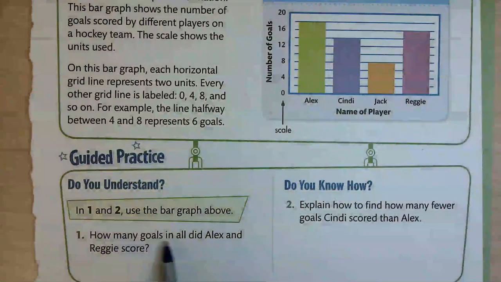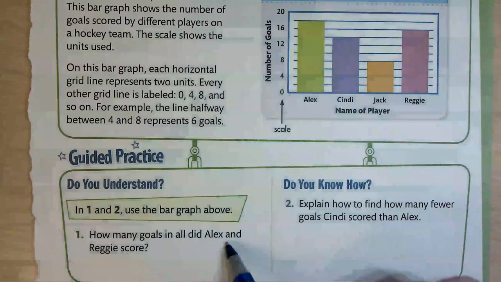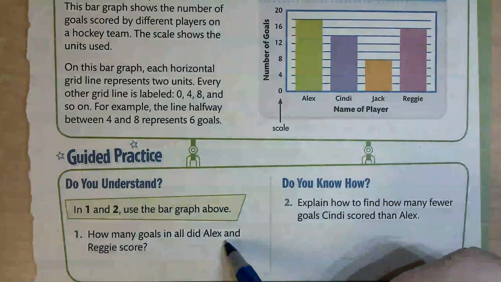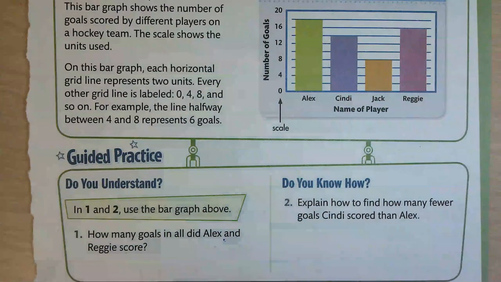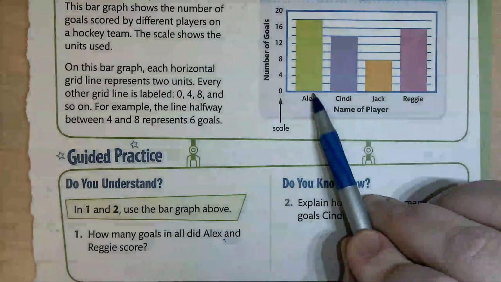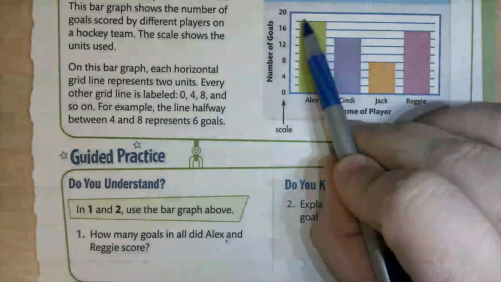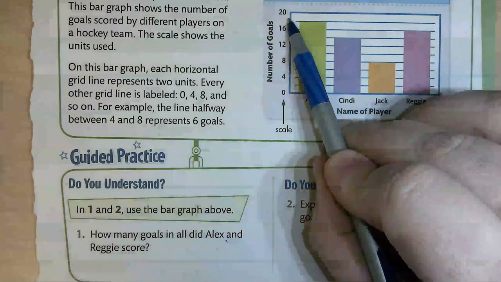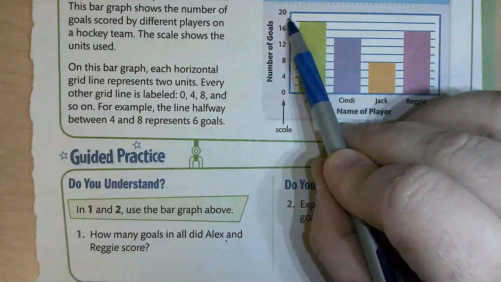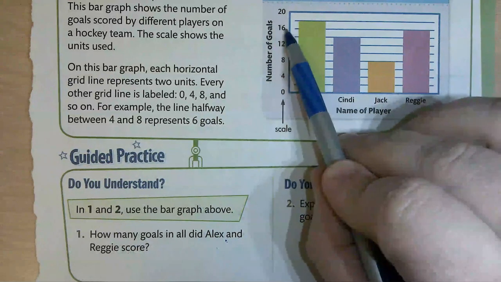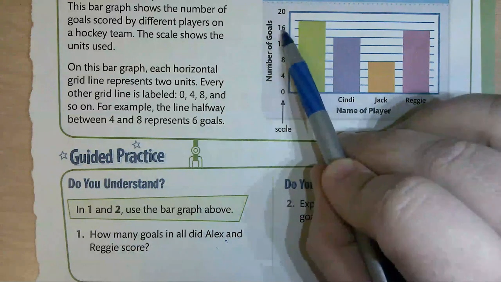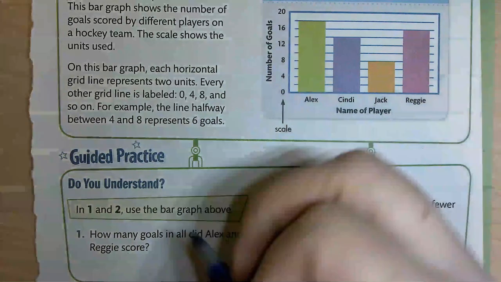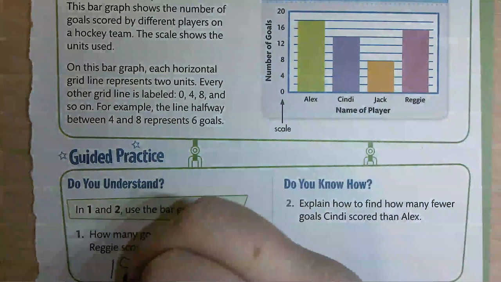It says, how many goals did Alex and Reggie score? When I see and, that means I need to put them together. All right. So you need to first figure out how many did Alex score. So I'm going to find Alex. I'm going to go all the way up here and, oh, there's no number there. But remember, that means that we can add 2 more to the number before it. So we are at 16 and we can add 2 more. So 16, 17, 18. So Alex scored 18.